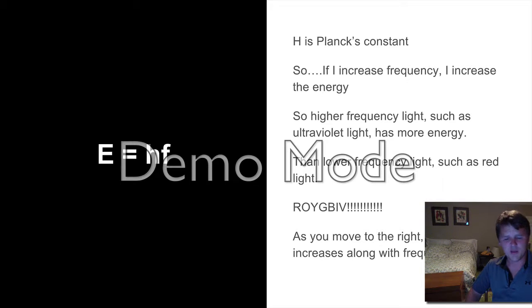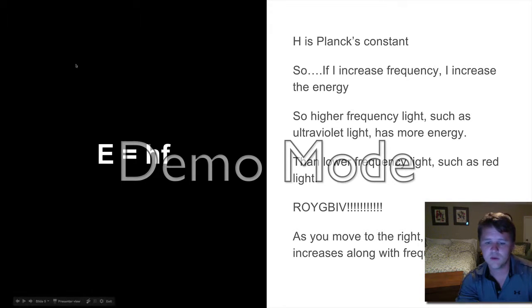and Roy G. Biv, which was visible light, remember that if you increase frequency, meaning it jumps up and down real quick, you increase the energy. Now if it's really slow frequency, that has less energy. So higher frequency light, such as ultraviolet light, has more energy than lower frequency light, such as red light.